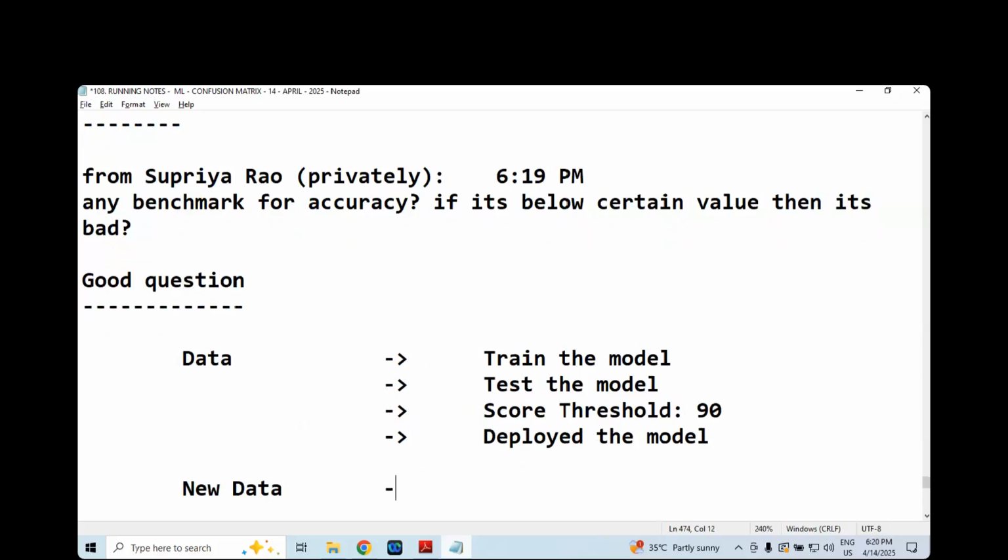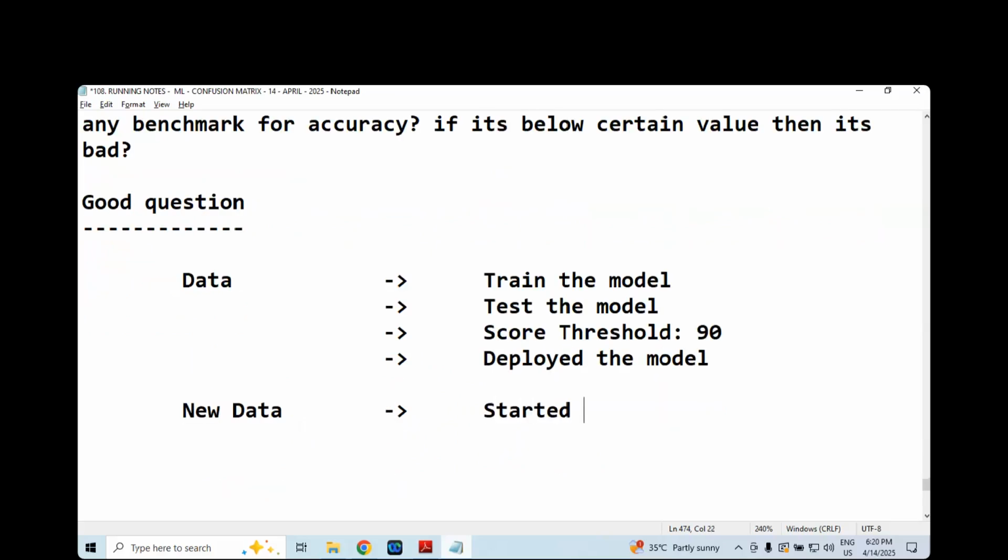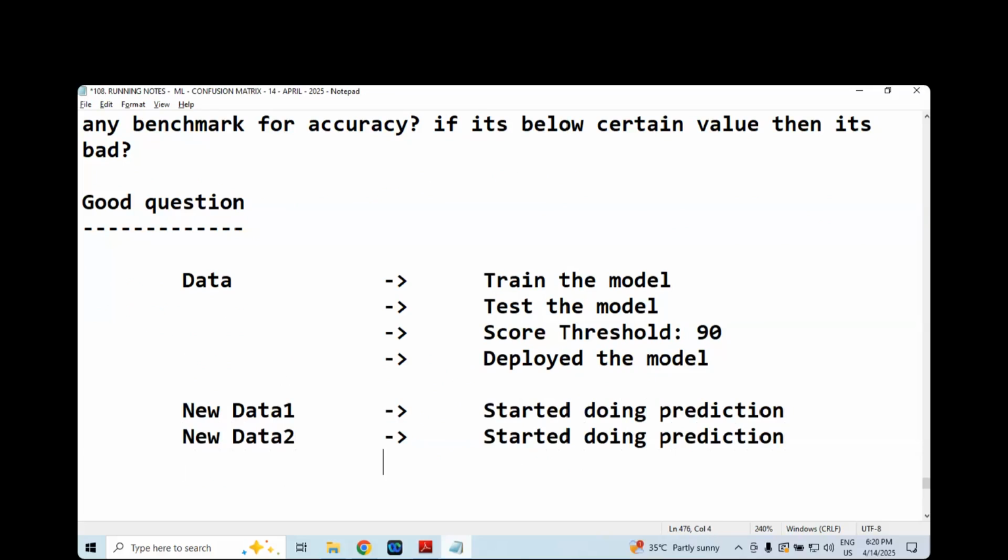With this new data, the model started doing predictions. Again new data came, new data set number 1. Again new data set number 2, and it started doing predictions. Sir, here suddenly what happened, the score falls down. The score came to 88 actually. Came to how much? 88. The score was guaranteed at 90, but on new data, what is the score level?